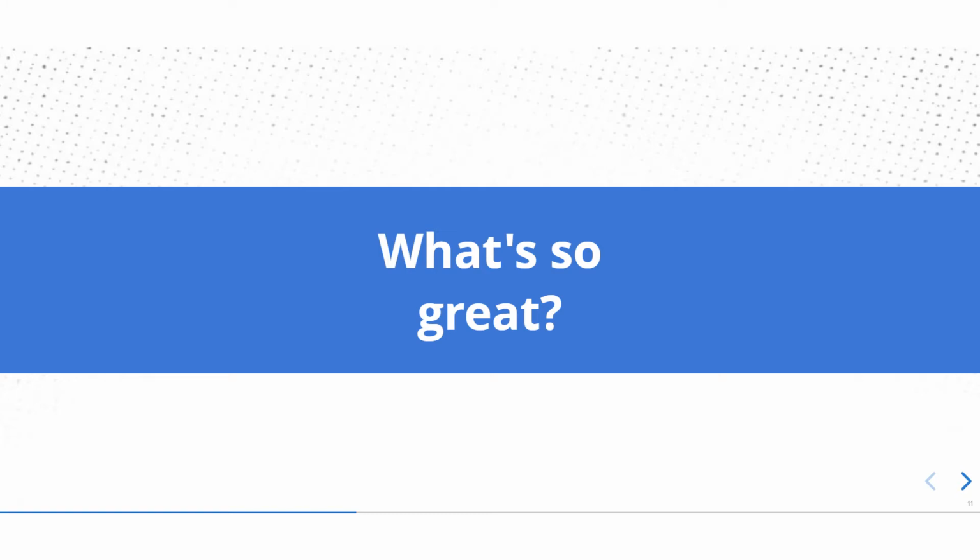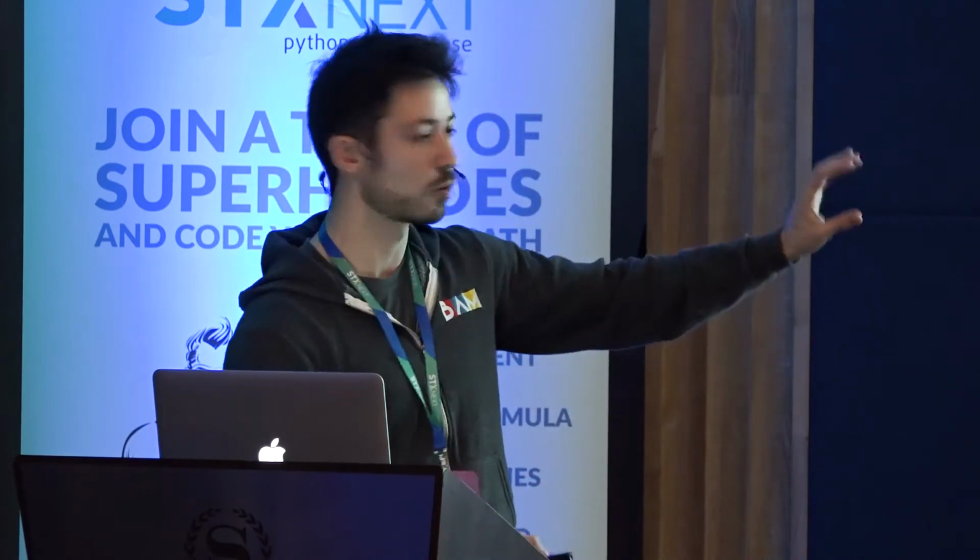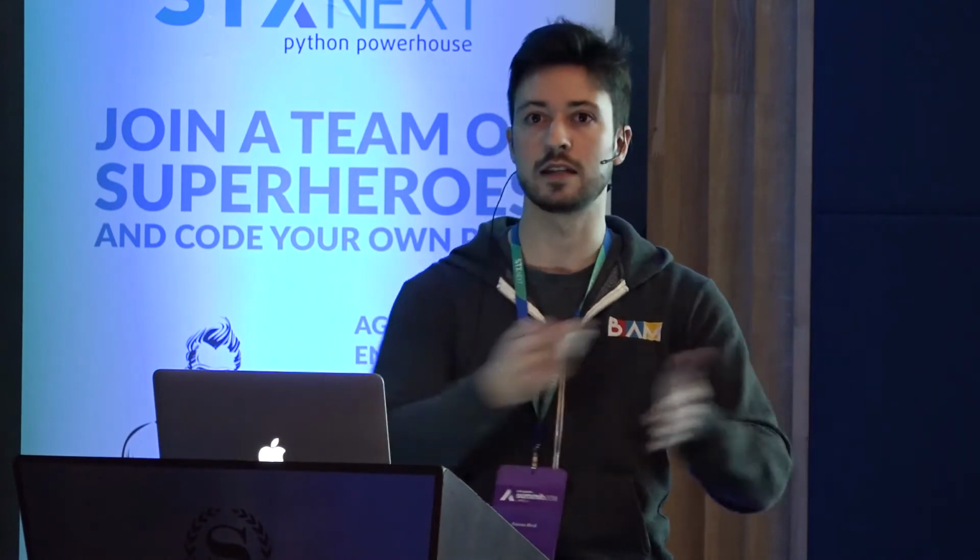First point, of course, you have a single code base. You have a single application to maintain. It's really the case. We only have a single development team for all of our applications, and there is about 90% of code that is reused between iOS and Android. The remaining 10% are either JavaScript code that you can specialize for a platform, for example, a component that you can change according to the platform. Also, in the 10% is native code that you sometimes have to write to bridge your application to a native SDK.